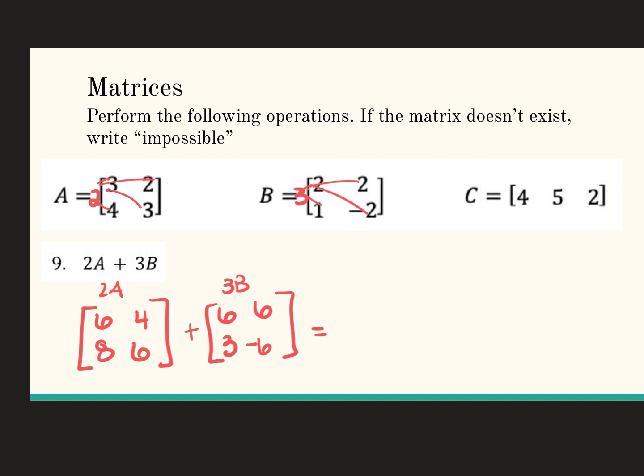Now, check to make sure they're the same size. It's a 2 by 2, 2 by 2. I can add these together now. So I'm going to have 6 and 6, 12. I'm going to have 4 and 6, 10. 8 and 3, 11. And then I'm going to have 6 and negative 6. So 0.